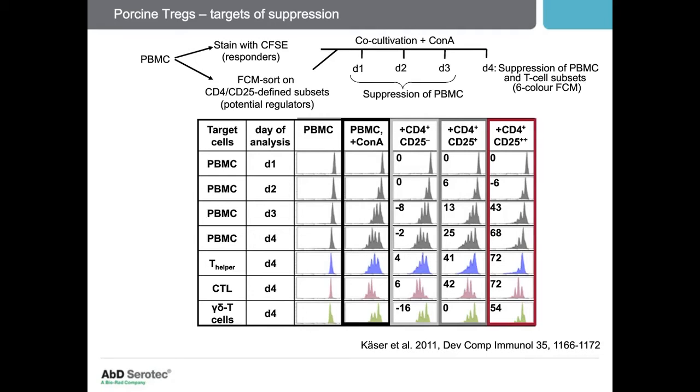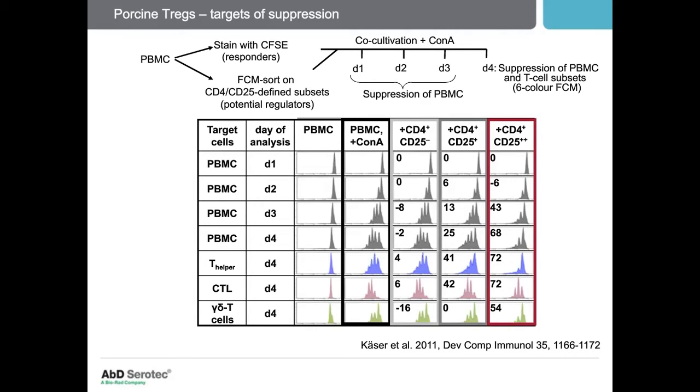When we have a look at PBMCs on day 4, you see quite a nice proliferation without these potential regulators. You get no suppression by adding the CD4 plus CD25 minus subset. We get an intermediate suppression by adding the CD4 plus CD25 dim positive ones, and we get a clear suppression when we add CD4 plus CD25 high positive ones.